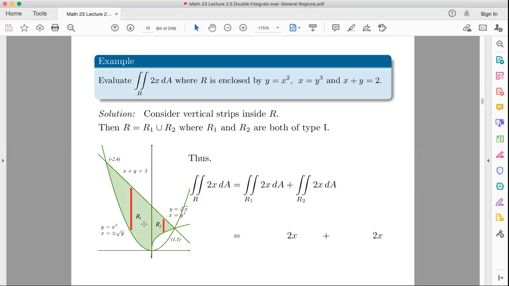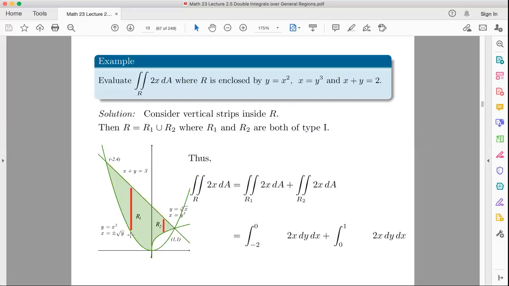So for the iterated integrals, let's consider for R1, the outer integral will be with respect to x. For R1, the value of x is from negative 2 up to 0, and for R2, it is from 0 to 1. Okay, so negative 2 to 0 and 0 to 1. Now, what will be the inner integral with respect to y?